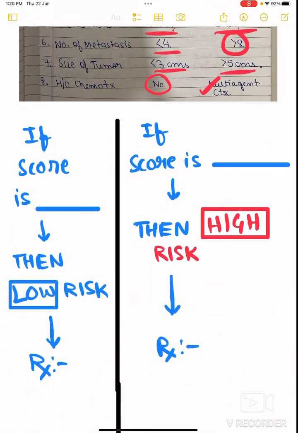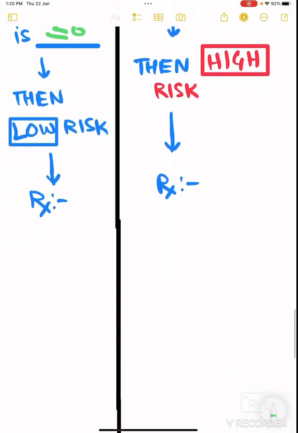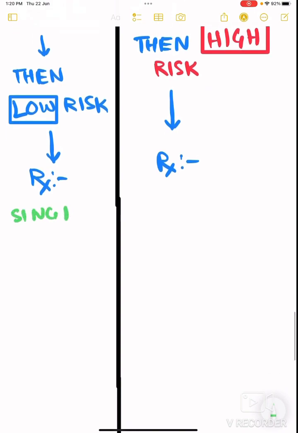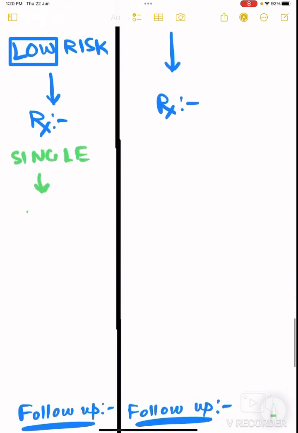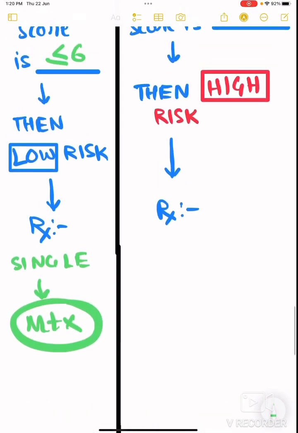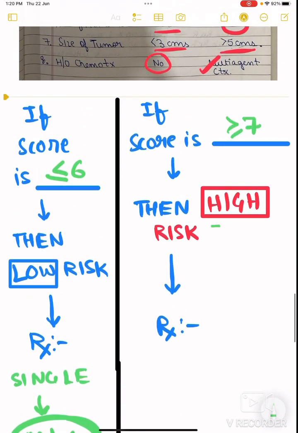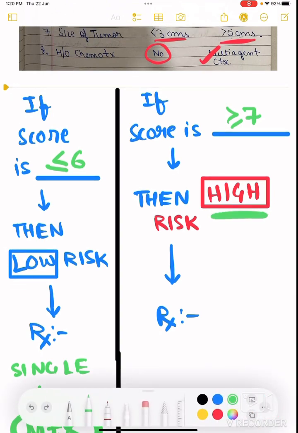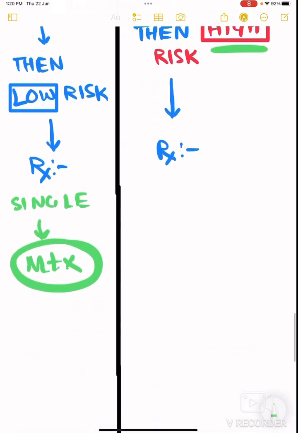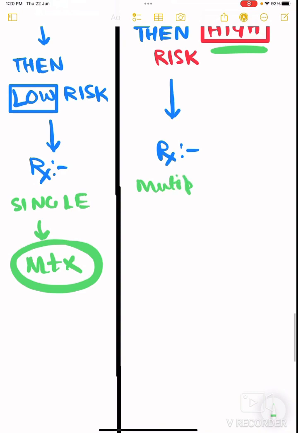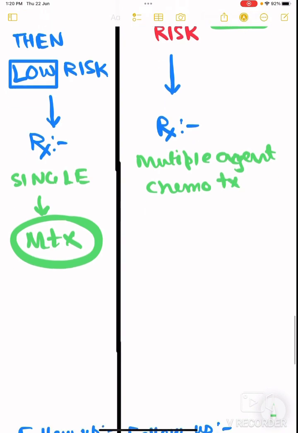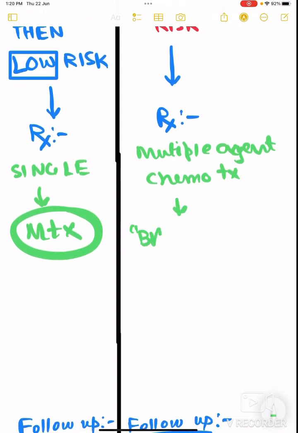If the score is less than or equal to 6, then it is considered a low risk choriocarcinoma. In case of low risk choriocarcinoma, single drug chemotherapy is given, and that is methotrexate, right, in low risk. If the score is more than or equal to 7, it is considered a high risk choriocarcinoma, and the treatment is multiple agent chemotherapy, right? And the regimen's name is the Bagshawe regimen.